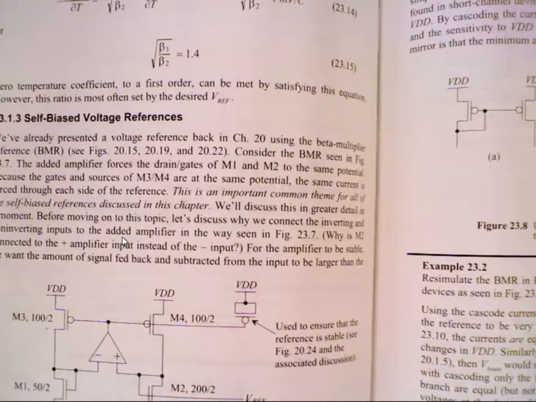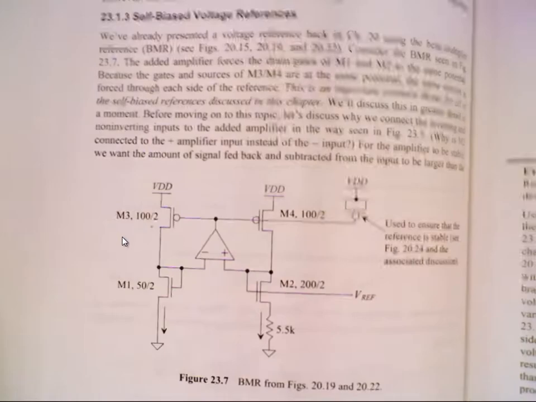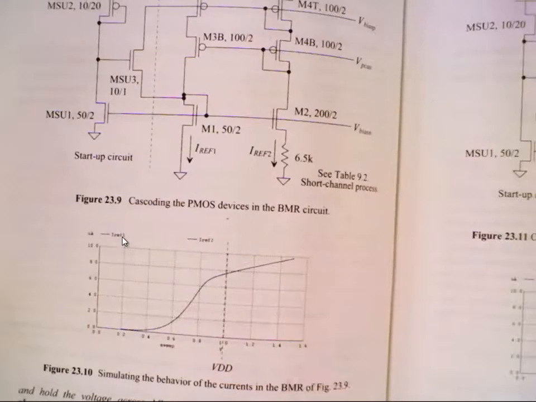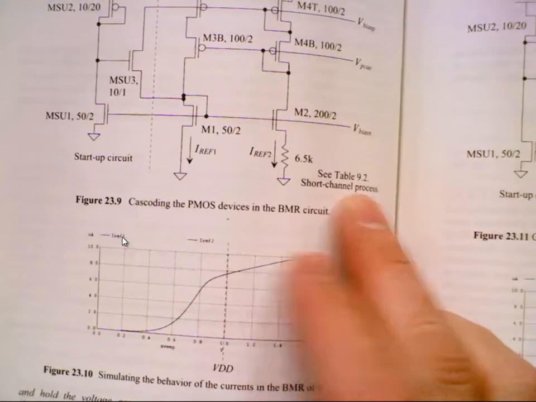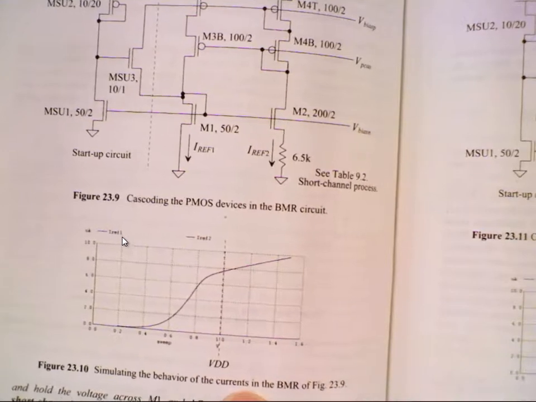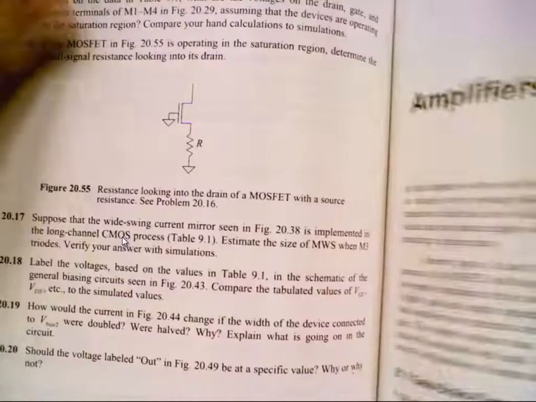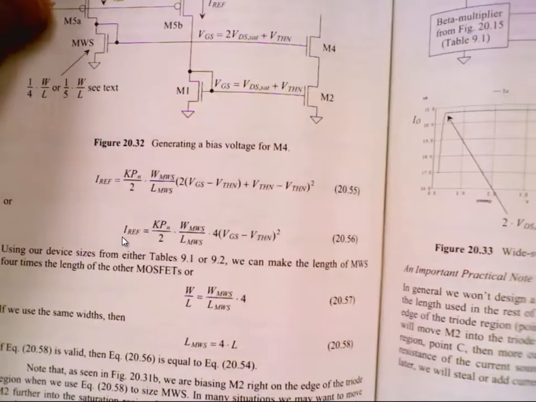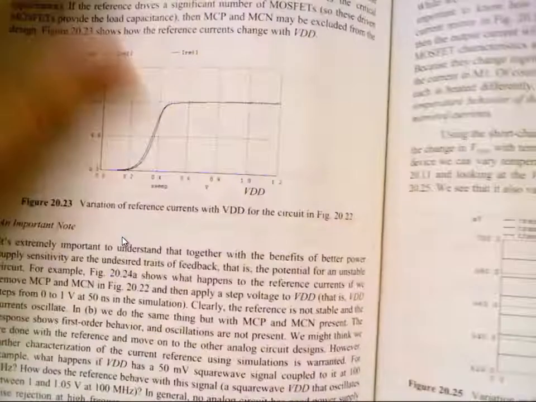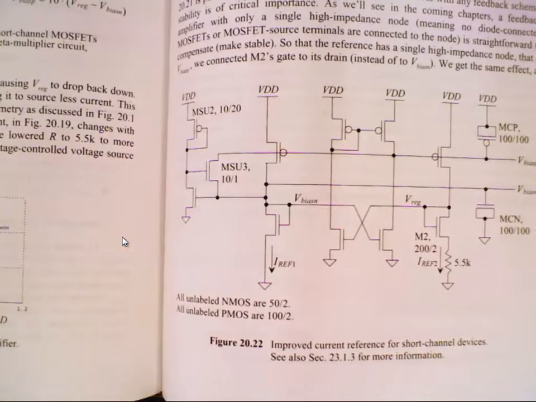Let's just pick our basic beta multiplier, and let's see, which one did we use? Let's go back and look at the beta multiplier from chapter 20, just to be different from the book. And let's look at the one we derived for nano CMOS, this guy right here. And let's try to determine the temperature behavior of this.